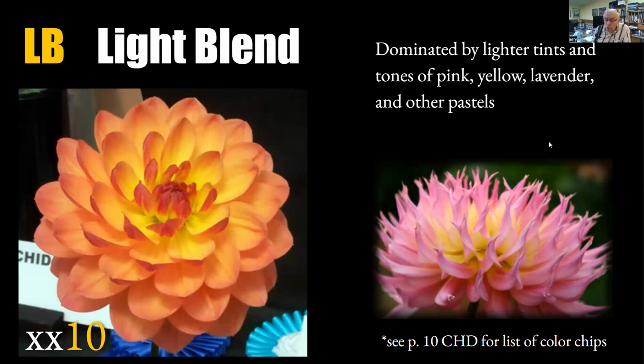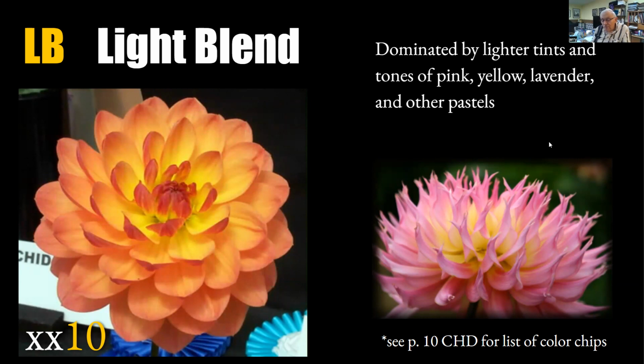Okay. Ignore white when determining a light or dark blend. Don't ignore white as you're determining if it's a blend, but you ignore white if you're determining if it's a light or dark blend. Now, what are the light blend colors? Well, you can see the color chips, yellow 1 to yellow 24. Now, if you pop down to dark blend, which is number 13, you don't see any yellow in there. So if you see yellow in a blend, it's going to be a light blend.